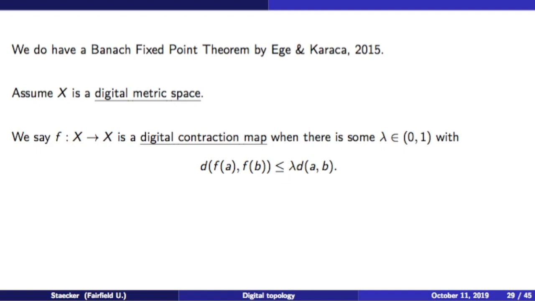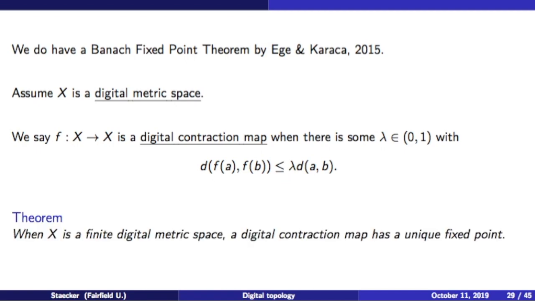It just means the images of all the points are getting closer together. And the theorem looks like this: when X is a finite digital metric space, any digital contraction map has a unique fixed point. It's exactly like the Banach fixed point theorem. And if you read the paper, the proof is exactly the same proof. No modifications necessary at all.